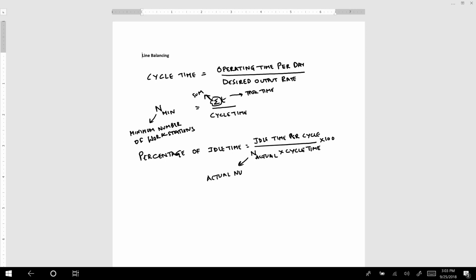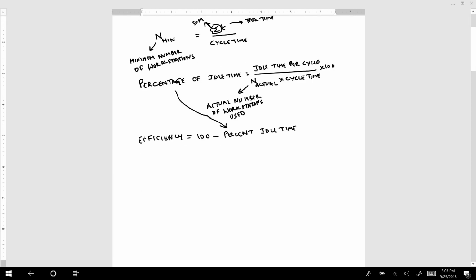Actual number of workstations used. And then we have efficiency, which is given by 100 minus percent idle time. So that is, we take this value and put it here. So these are the formulas which we will be using to solve our problem. So let's look at the problem and solve this problem.